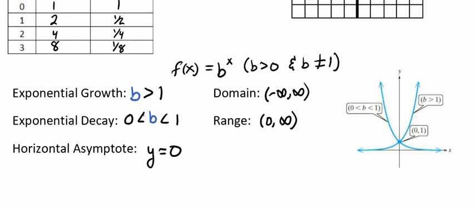But also take note of this really great feature. Regardless of whether it's exponential growth or decay, the point 0, 1 is included in that graph, because if I take f of 0 and I'm taking b to the 0 power, regardless of what b is, that answer is going to be 1 every single time. And so that's a great property that we can use to help us.